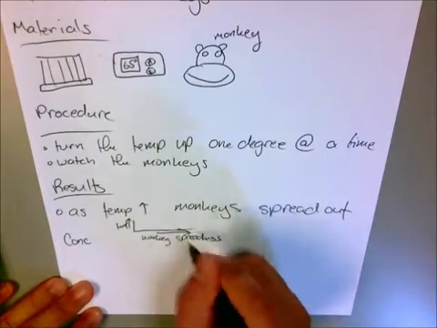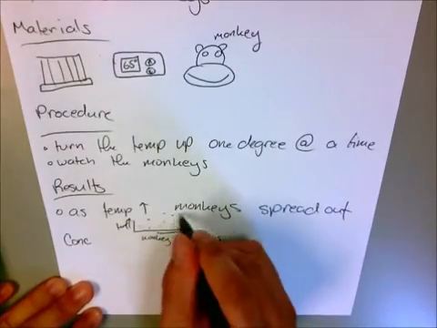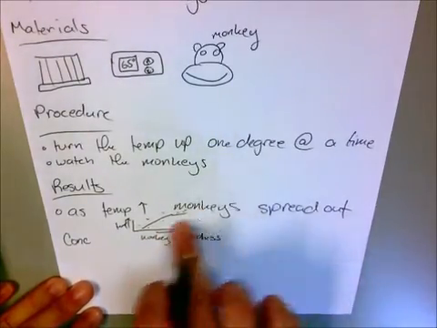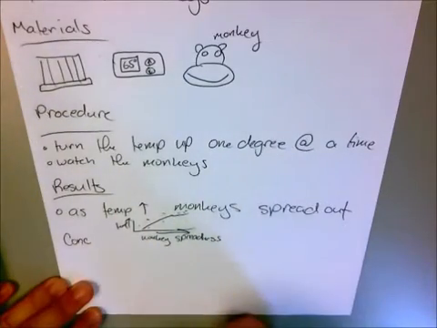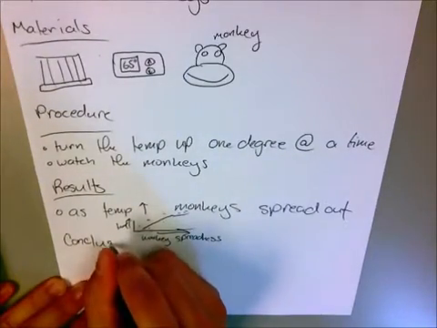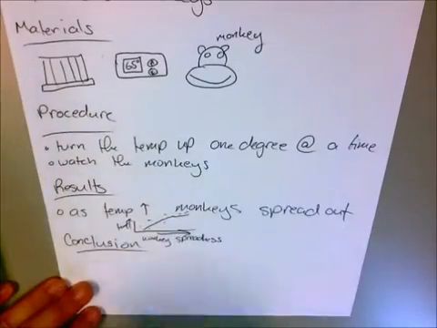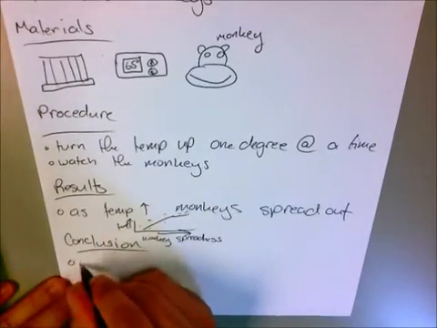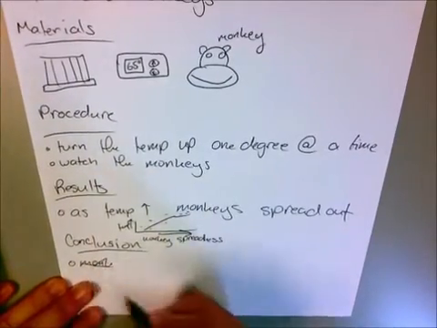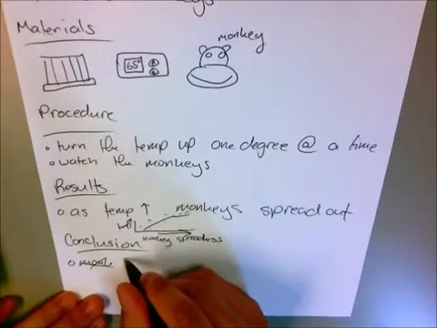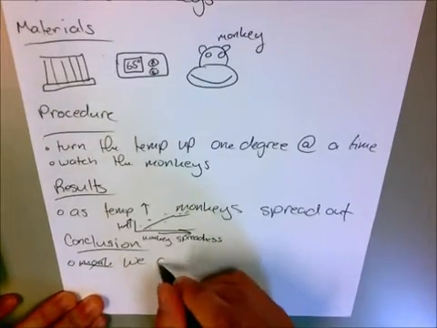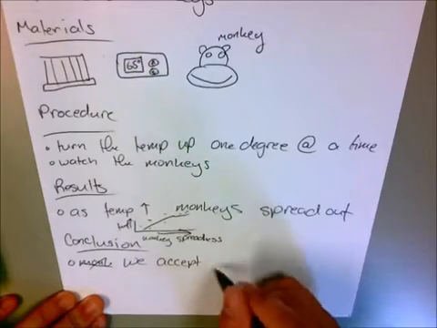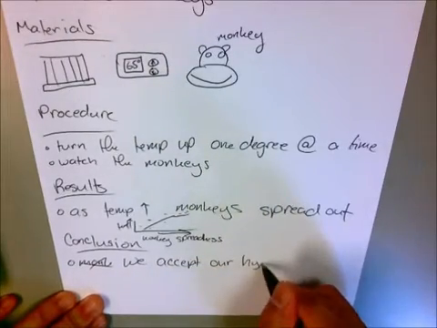Whatever, some kind of value of monkey spreadness, and you should see it move something like that. It should move upward. So there should be a lot more monkey spread out as temperature gets higher. Right? So your conclusion is going to be some kind of statement like, okay, well, monkeys, you would actually word this as, we accept our hypothesis.